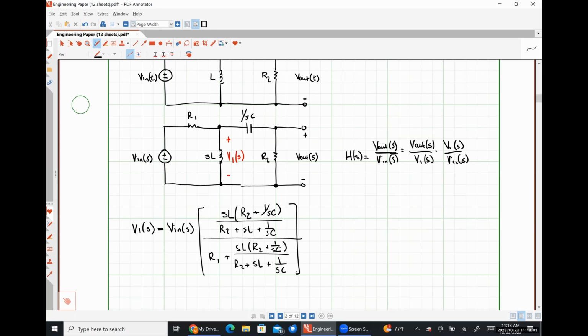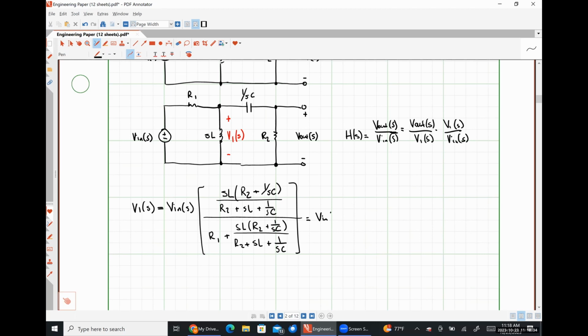All right, so now I need to make this look less horrifying, because in its current form, it's pretty gross, right? So what could I do to fix some things here? Well, I would argue that if I multiply the numerator by SC over SC and the denominator by SC over SC, I can make this look slightly less awful, right?